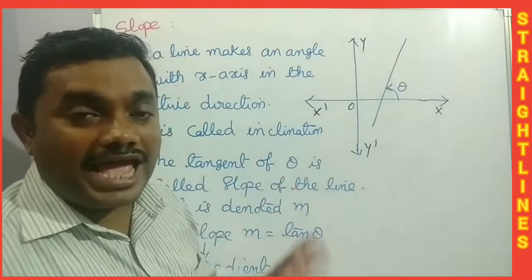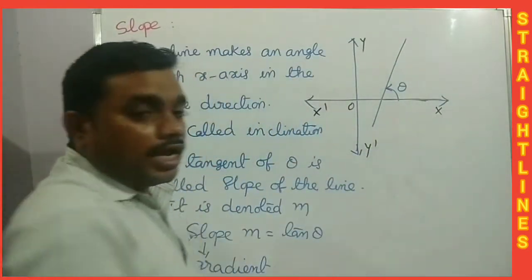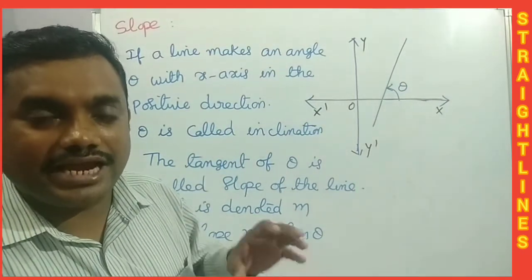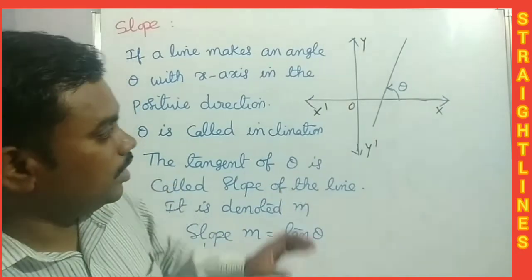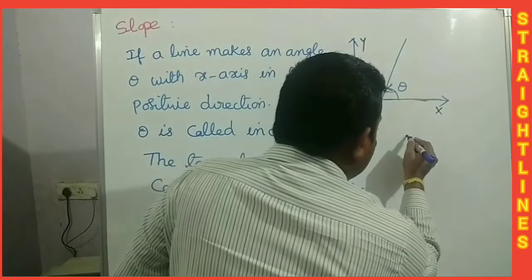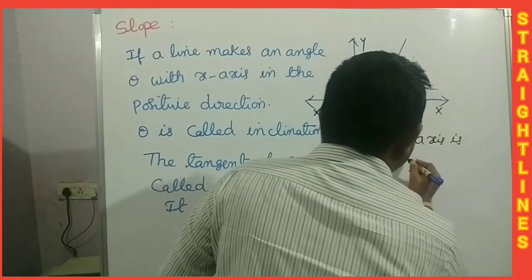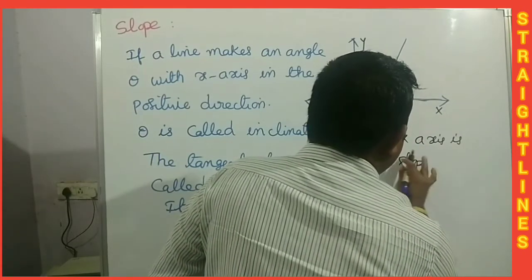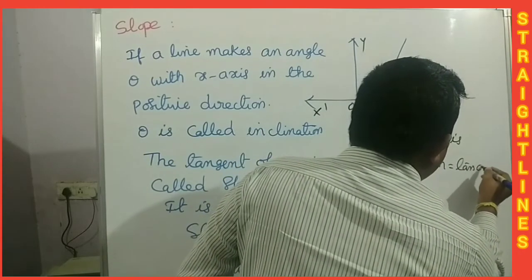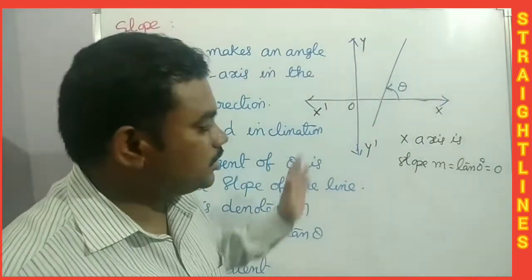We are finding the x-axis slope. Now this is the x-axis. Now what is the slope definition? If a line makes an angle theta with the x-axis in the positive direction, the angle between x-axis and x-axis is 0. So here x-axis slope is m equal to tan 0 degrees. It is equal to 0. Tan 0 value is 0. So x-axis slope is 0.